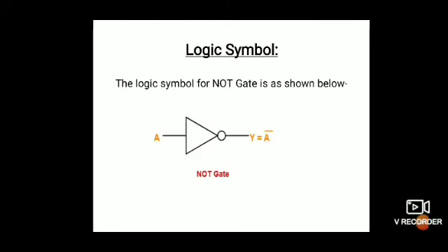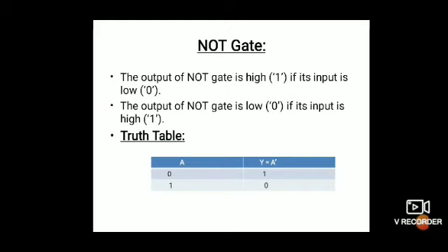So the last gate is the NOT gate. This gate functions as an inverter. It has only a single input and a single output. The output of the NOT gate is high if its input is low. If we provide low at the input of the NOT gate, what will be the output? High. And the output of the NOT gate is low if its input is high. If the input is high, the output will be low. If the input is low, the output will be high. So this gate works as an inverse system, or as an inverter.